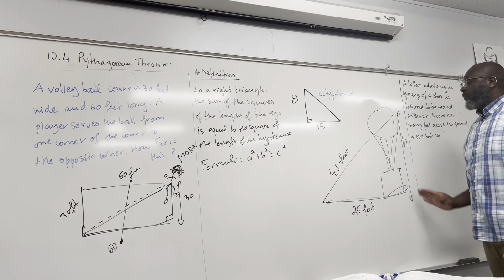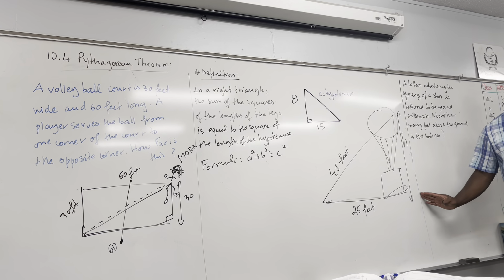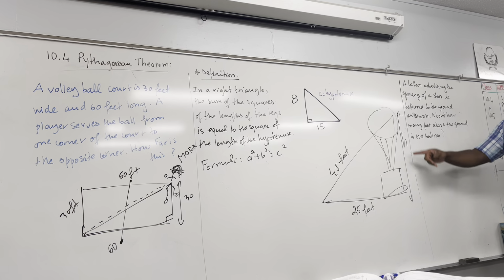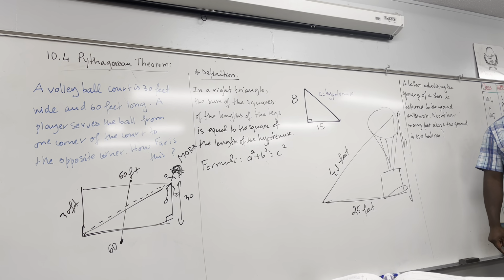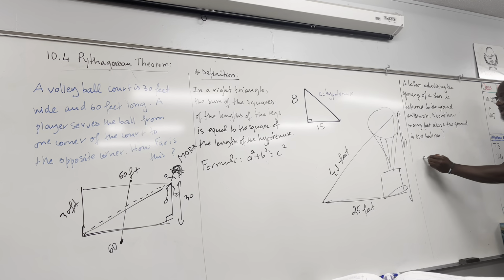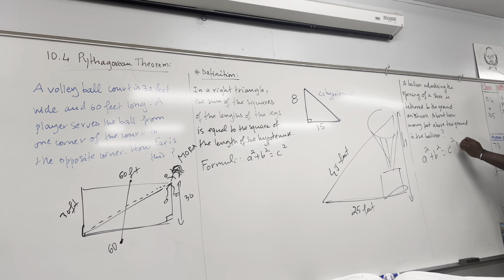So what am I looking for? I'm looking for the height. How far is it above the ground? We don't know that. What's the hypotenuse? Which one do we know? We know the hypotenuse and one of the legs. So we always start with this formula: a squared plus b squared is equal to c squared.